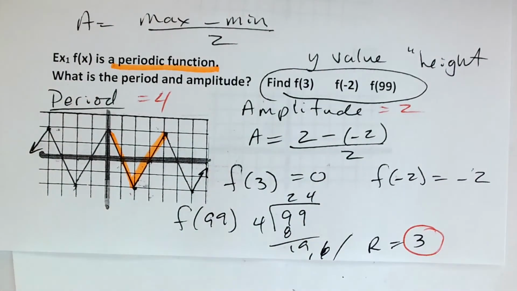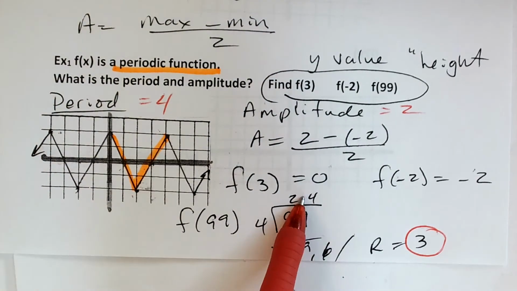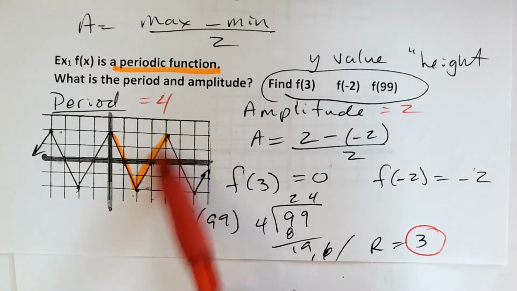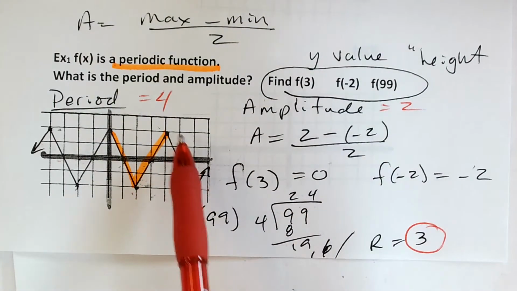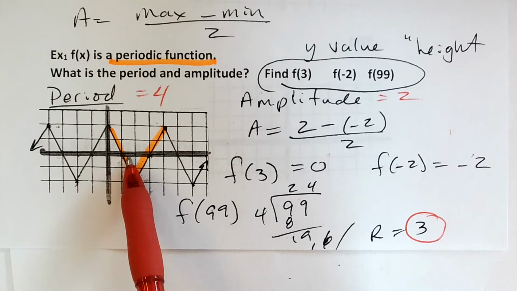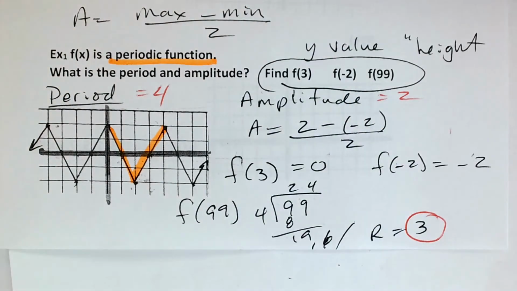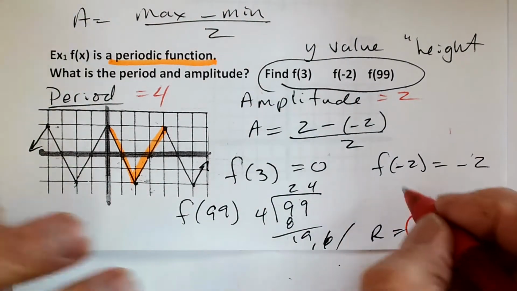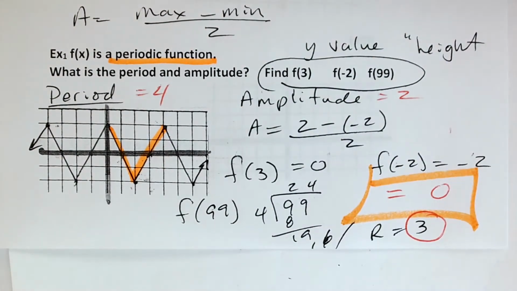Let's see if I can describe this for you, okay? So for 99, I'm going to get 24 of these patterns, 24 down-ups, down-ups, down-ups, right? And at the 24th one, I'll be right here in a sense, but way out there. Then I'm going to go 1, 2, 3 more, and I'll be right there. So if I go all the way to the 99th, the height has to be whatever the height of 3 is, which is 0. Okay, that's my answer. f of 99 is 0.